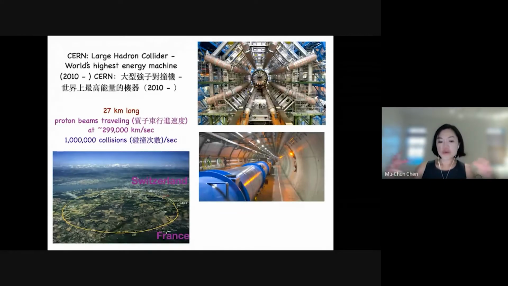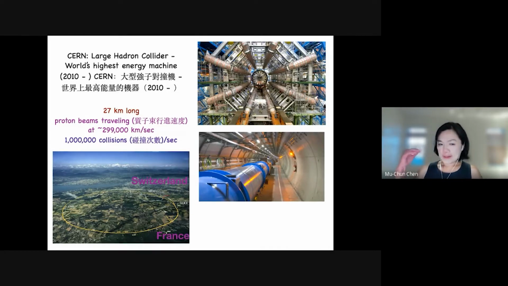So this is a facility which is really big. And from this picture here, what you see is the path of the proton beams, and the circumference of the path is 27 kilometers long. So it's huge. There are two proton beams which travel at very, very high speed, and they collide. So how fast do they travel? They travel at a speed close to 300,000 kilometers per second, right? And because of this high speed, a large number of collisions is produced, roughly 10,000 collisions per second.